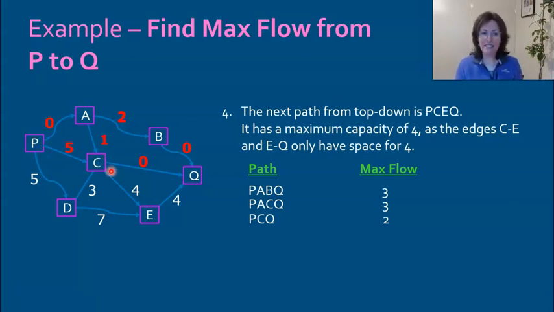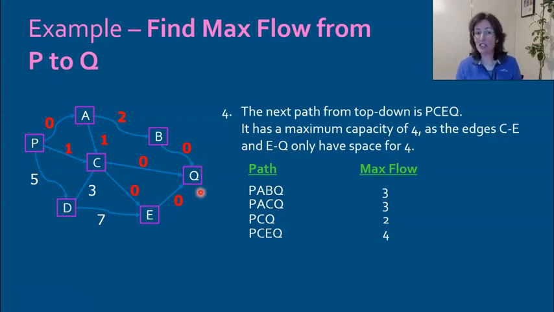So P, C, E, Q. Write down your path. And what's the smallest number there? It's 4. So we subtract 4 off each of the numbers going back. 4 subtract 4 is 0. 4 subtract 4 is 0. 5 subtract 4 is 1. And we're back at the start.